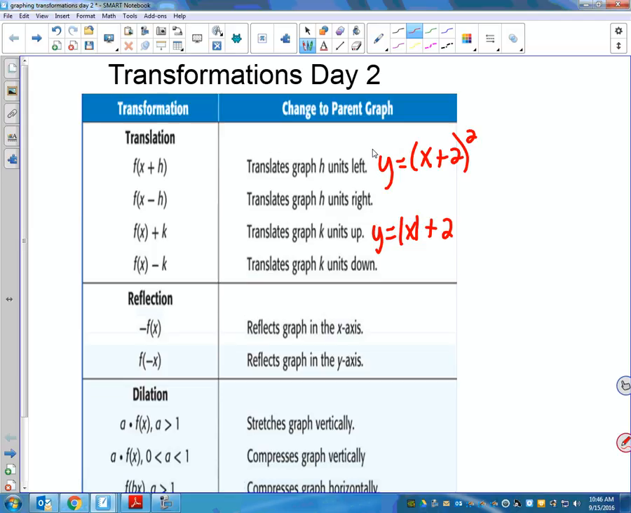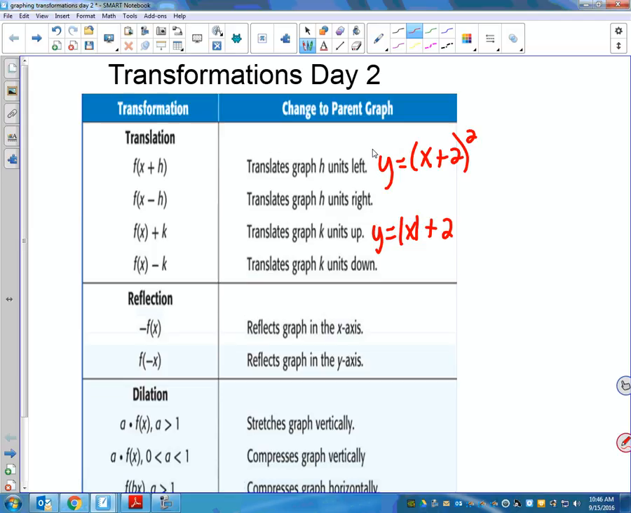The ones we did yesterday, we only did when the negative's on the outside. When the negative's on the outside of the function, it's going to flip it over the x-axis. But you could also put a negative on the inside of the function, and that flips it over the y-axis. But for our functions, that doesn't really do a whole lot sometimes.